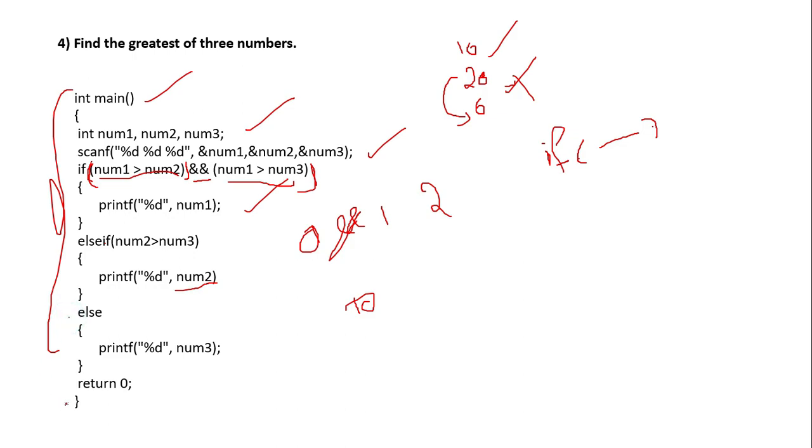This else will execute only if these statements are not executed. If neither the if nor the else if gets executed, then only this else statement will execute. If any one statement, that is if or else if, executes, else will not execute. So this is the thing. So what are these curly braces missing? Nothing more.